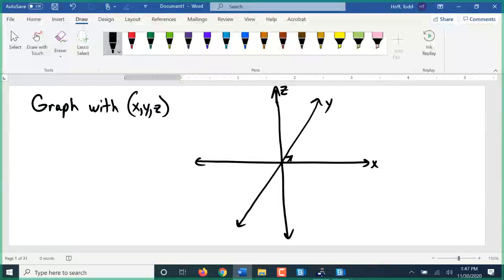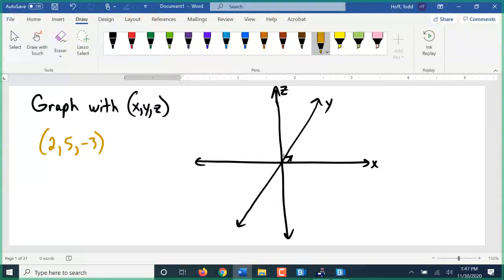Just plotting a single point on this coordinate system, because I'm trying to represent 3 dimensions in 2 dimensions on a flat surface, just plotting a single point gets very cluttered. Let's plot the point y equals 2, x equals 5, and z equals negative 3.